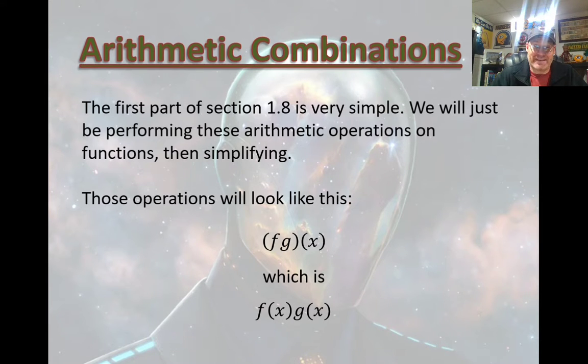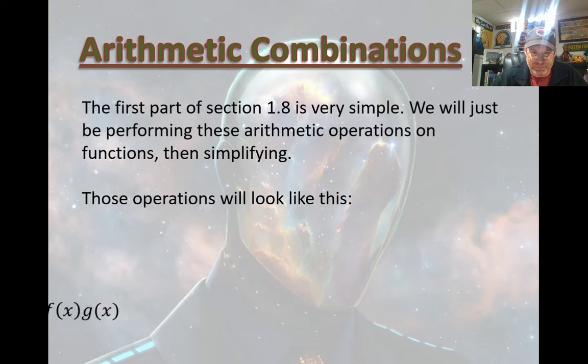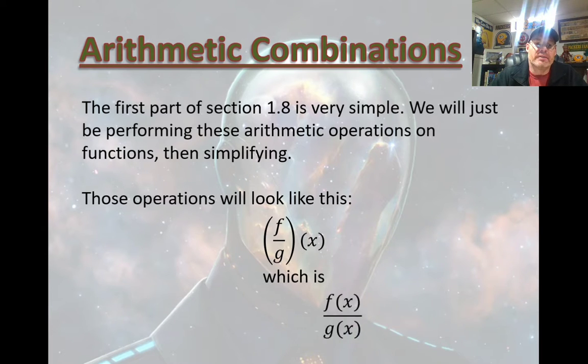Okay, f times g, or fg of x, is just f of x times g of x. And lastly, we have f over g of x, which is just f of x over g of x. So the top expression that you've seen in all these examples is kind of the shortcut notation of it. You get to save yourself one full x.